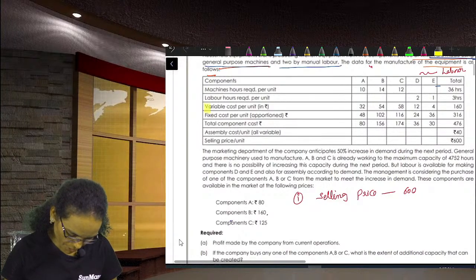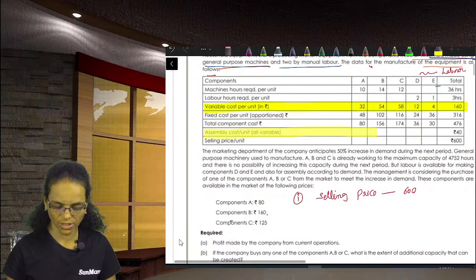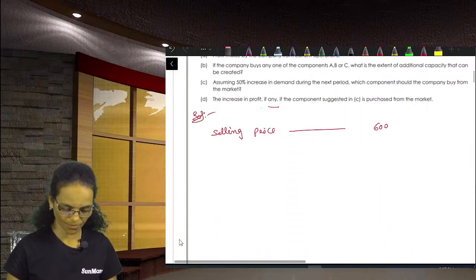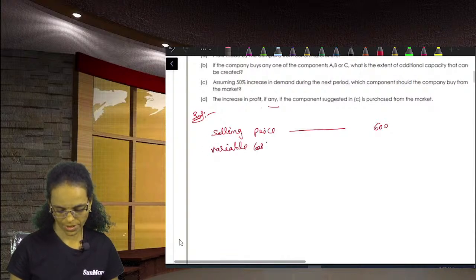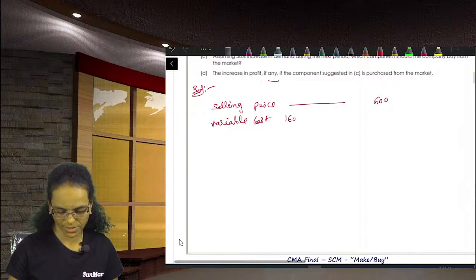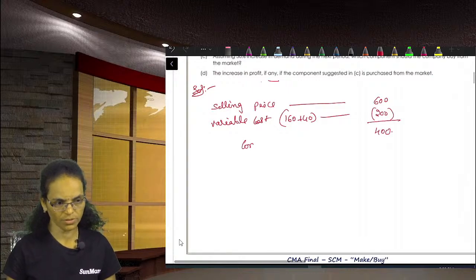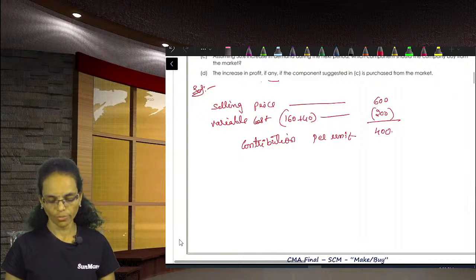See, variable cost is given here 160, and this assembly cost per unit is all variable, this is 40, total together is 200 rupees is the variable cost. Variable cost plus assembly, 160 plus 40 is nothing but 200 rupees is the variable portion, then 400 will be our contribution per unit.